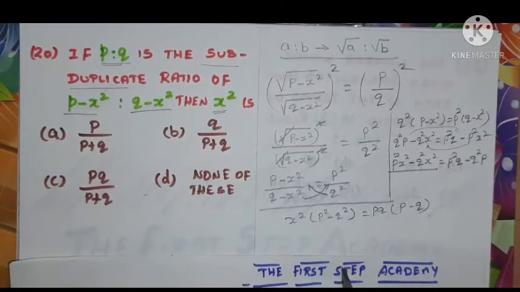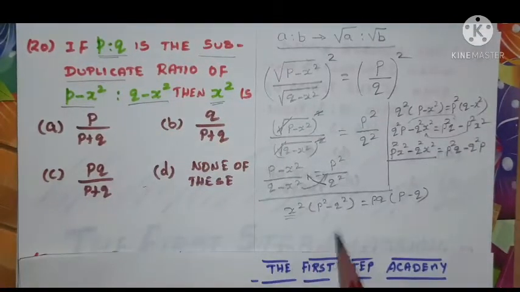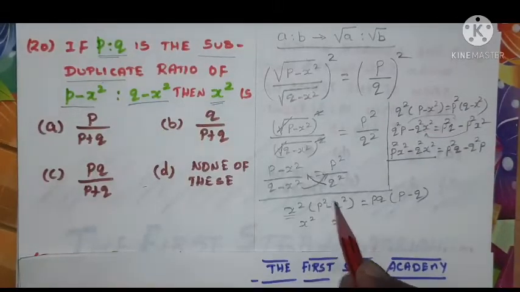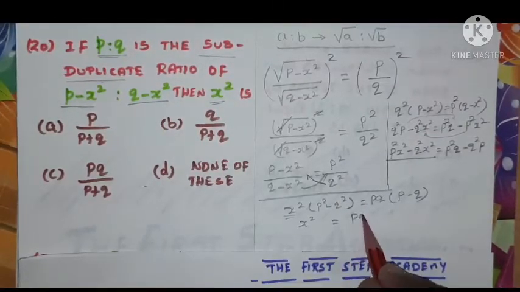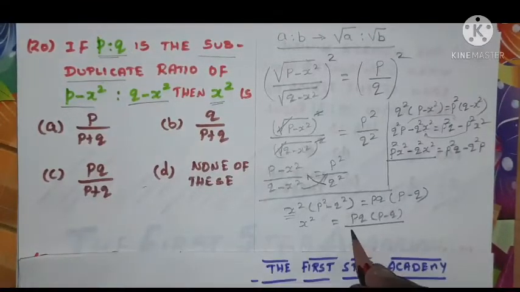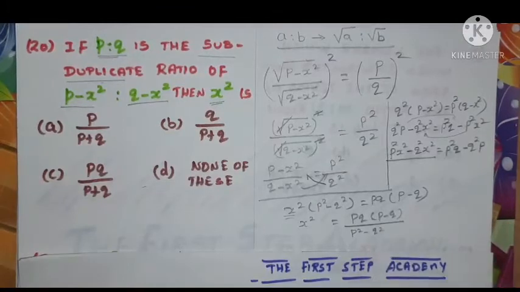Now what we have to do? We have to find the value of x squared. So I am keeping x squared on one side. I am bringing P squared minus Q squared to the other side. So PQ into P minus Q divided by P squared minus Q squared.